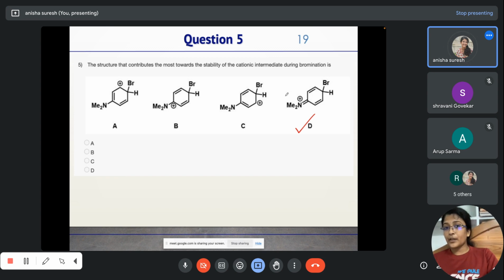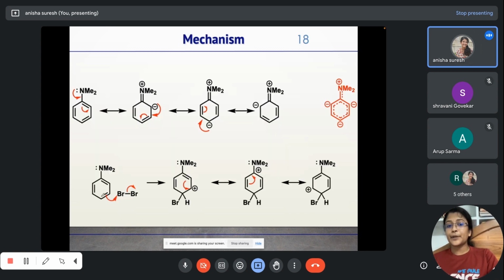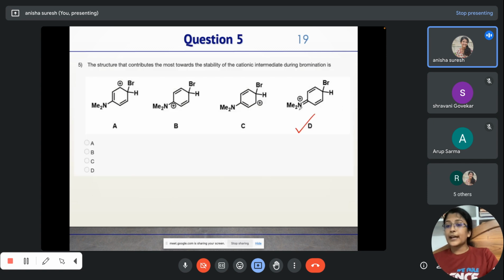Is it clear? Otherwise it is simply like the double bond will go and attack, so it does not have any sort of driving force for that reaction to take place. Here this lone pair of electrons on the nitrogen will be coming into conjugation with the system, thus increasing the electron density on the system, as we can see here. So the correct answer will be option D. Is it clear?